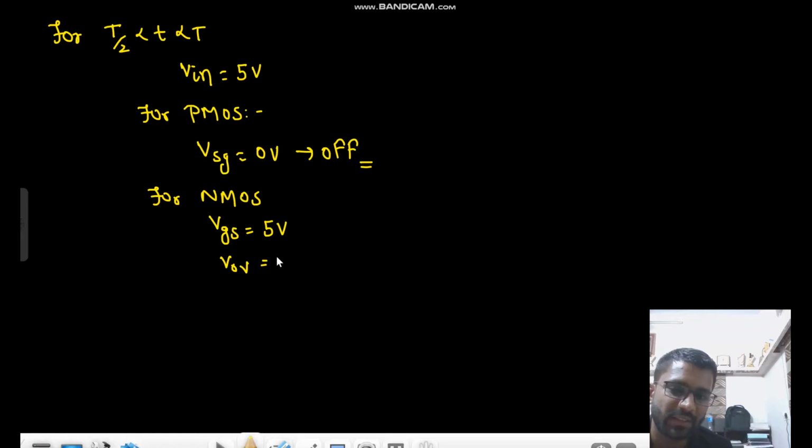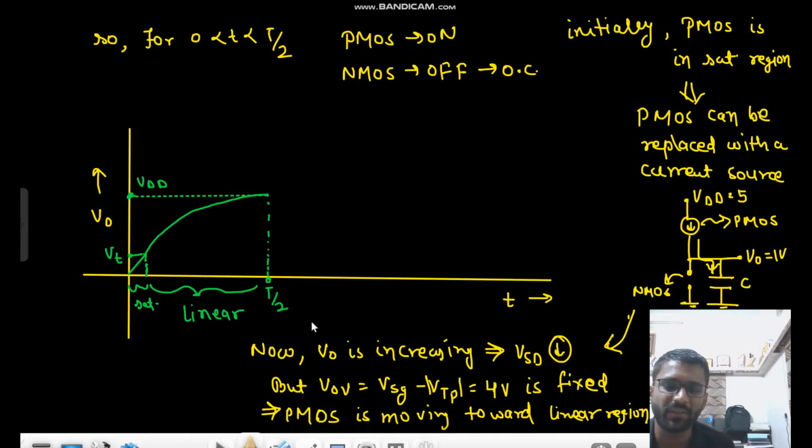V overdrive is 4 volts, VSG man. And what is your VDD? VDS, that is equal to V naught. Okay, and currently at t equals 0, your VDS is V naught, that is equal to 5 volt, right? Because it has been charged till 5 volt.